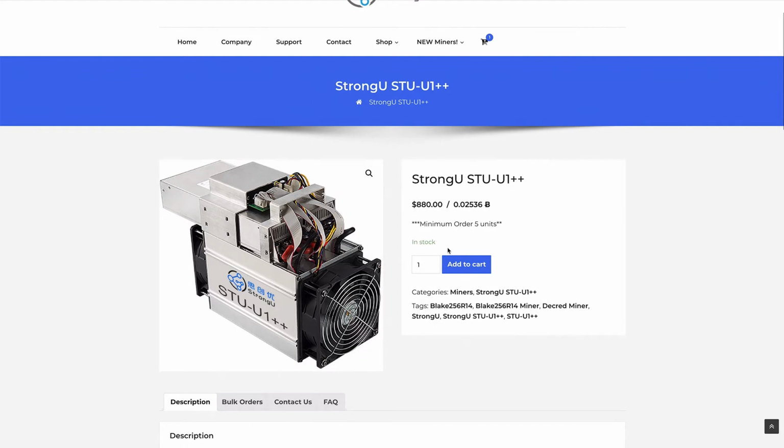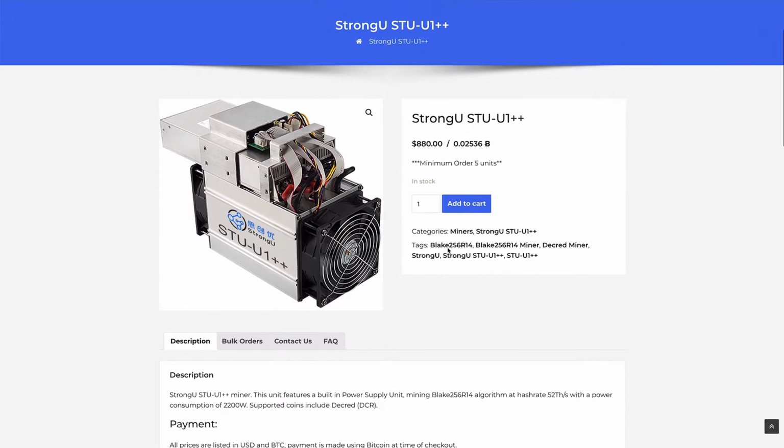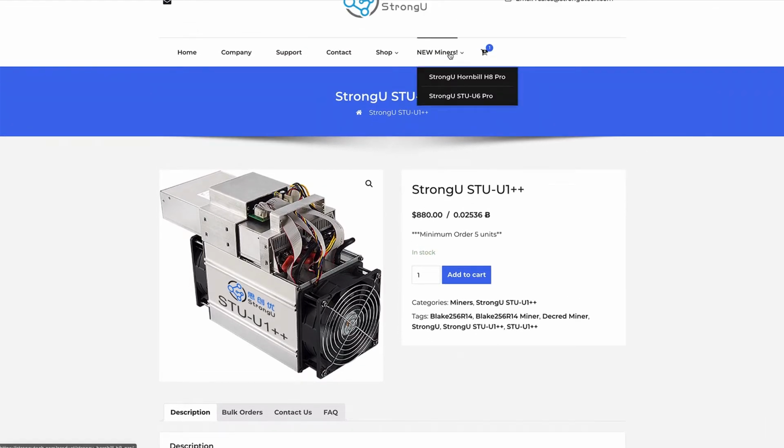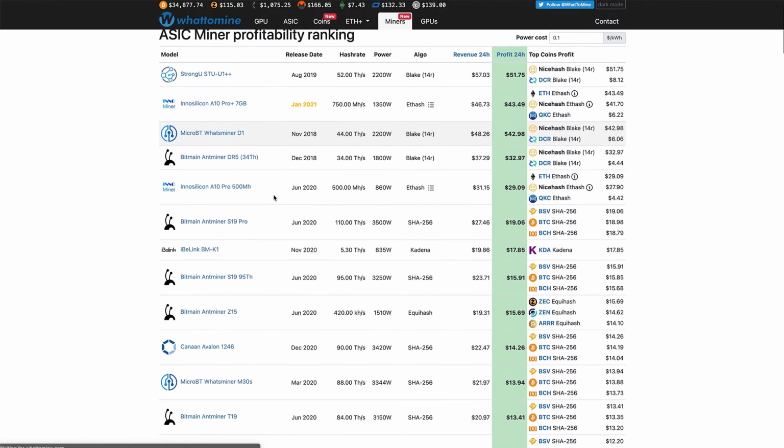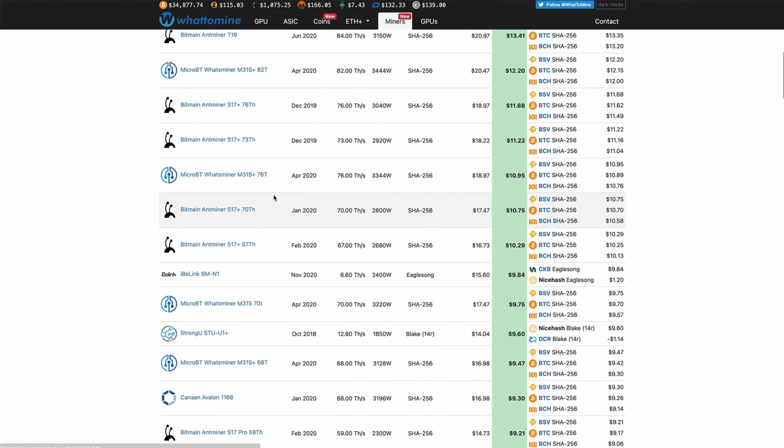So what I think probably brought you here is, like a lot of people, we start looking at other options, and we see this STU-U6 Pro. Now, going back to WhatToMine, the STU-U6, it's on the list. It's a legitimate product.